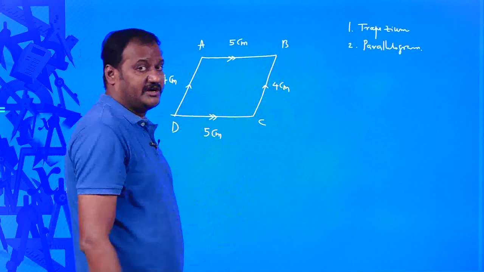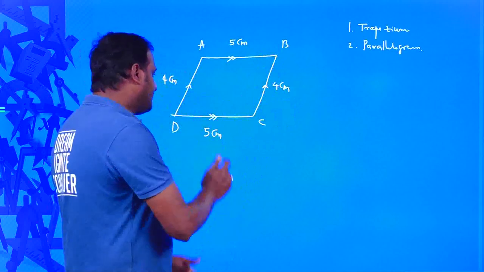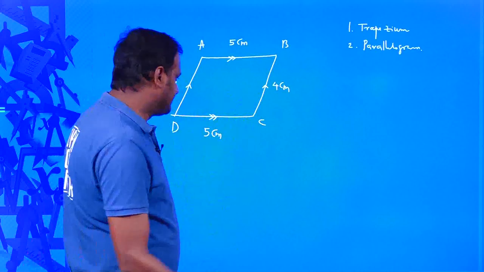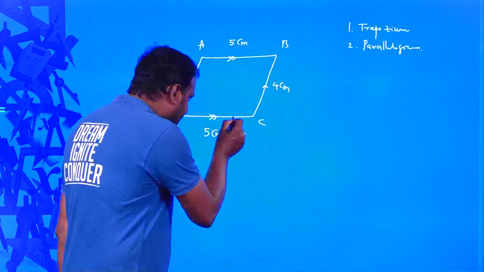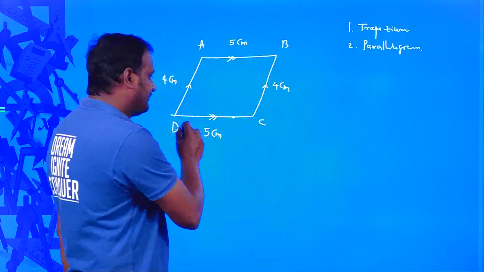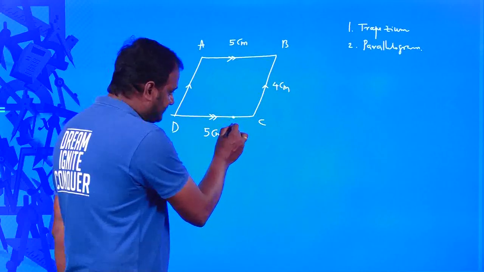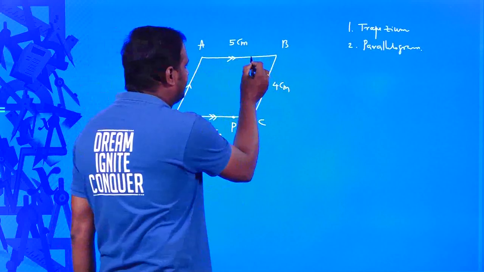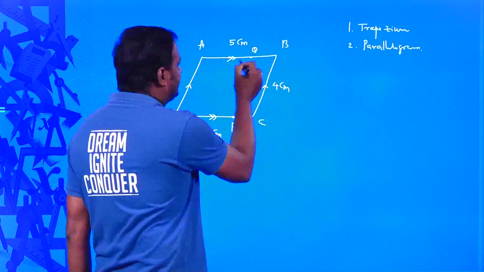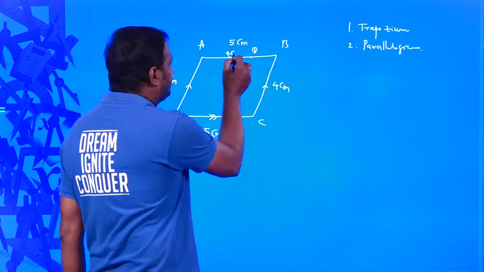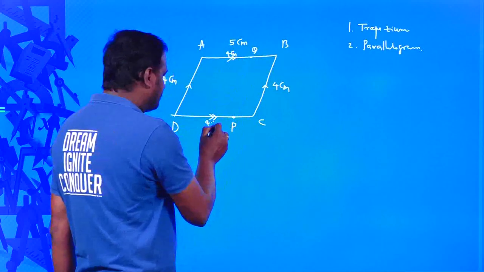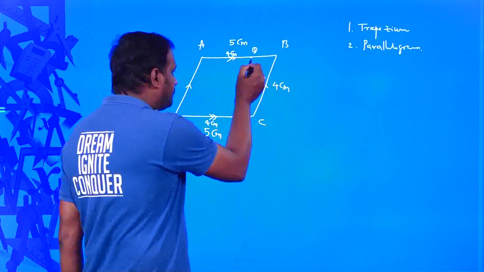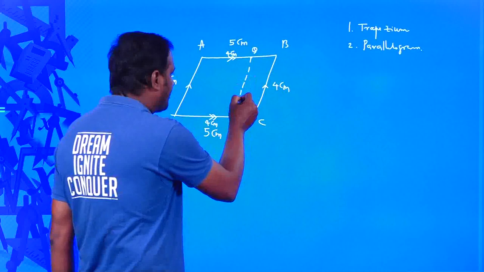For example, what am I going to do here? I am going to take only 4 centimeters on DC. If I take 4 centimeters on DC, for example, this is the point where that 4 centimeters comes, this is for example P, and simultaneously I will take 4 centimeters on AB also, let this point be Q, such that AQ is equal to 4 centimeters and DP is also equal to 4 centimeters. Then I am going to join both P and Q, right?